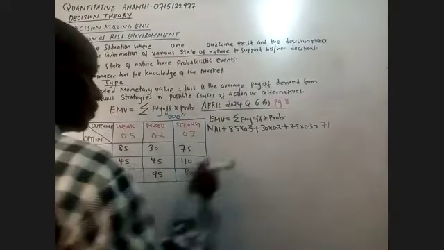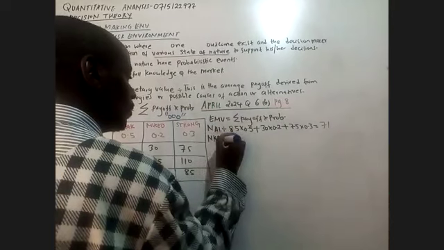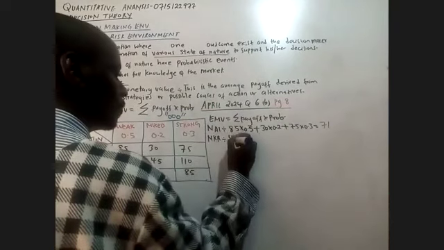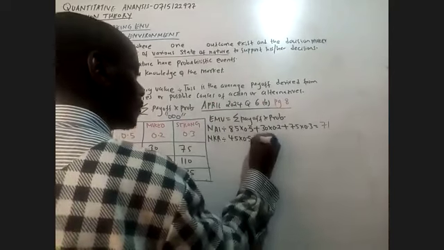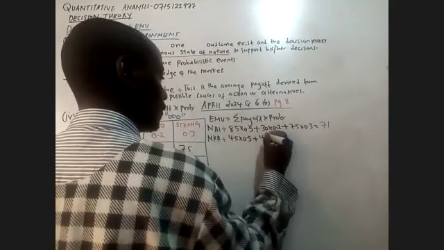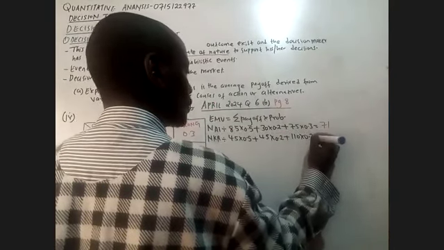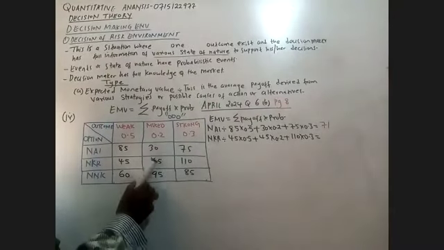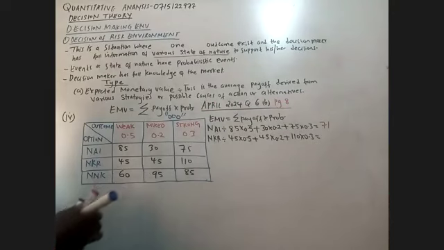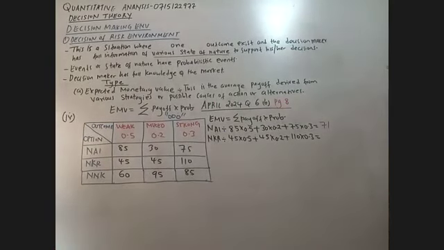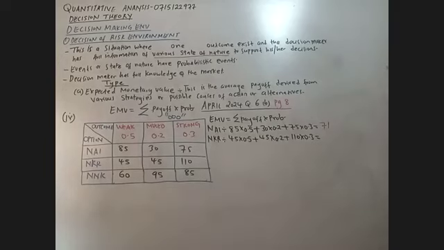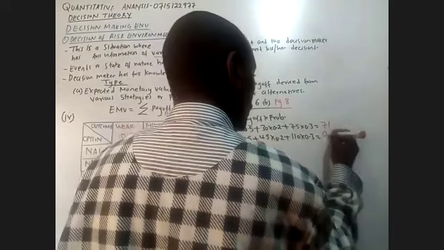Now to Nakuru. So 45 times 0.5, then 45 times 0.2, and 110 times 0.3. So what would be the answer? We get 64.5.